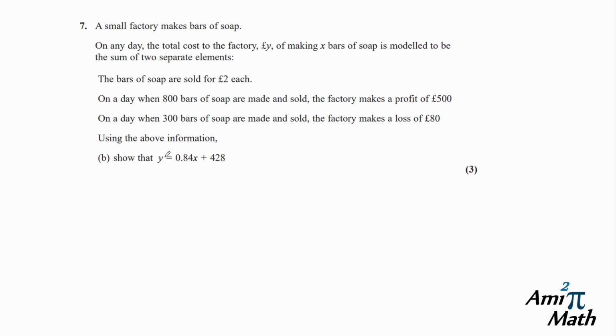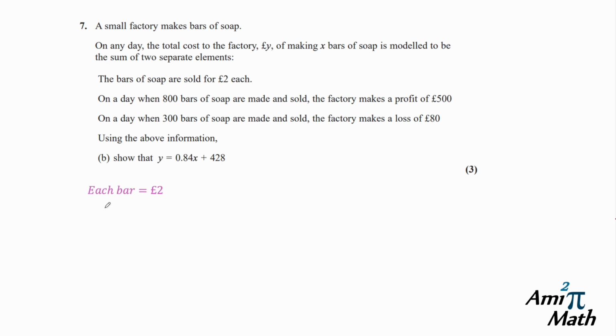The bars of soap that are sold are for £2 each, and on the day when 800 bars of soap are made and sold, the factory makes a profit of £500. On a day when 300 bars of soap are made and sold, the factory makes a loss of £80. Using the above information, show that y equals 0.84x plus 428.